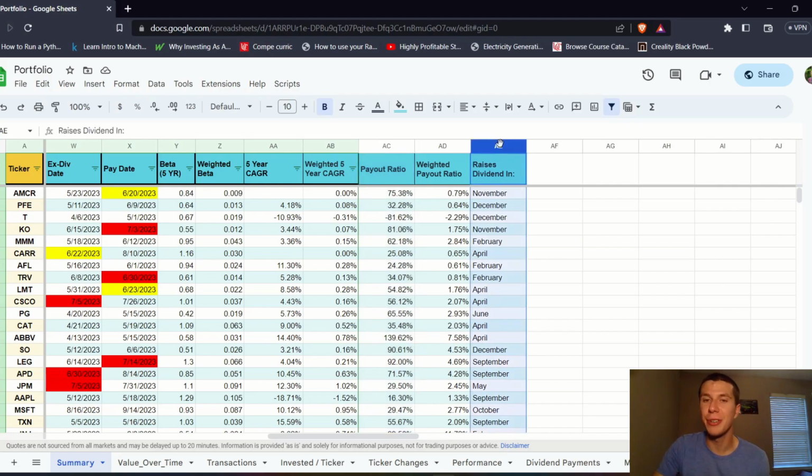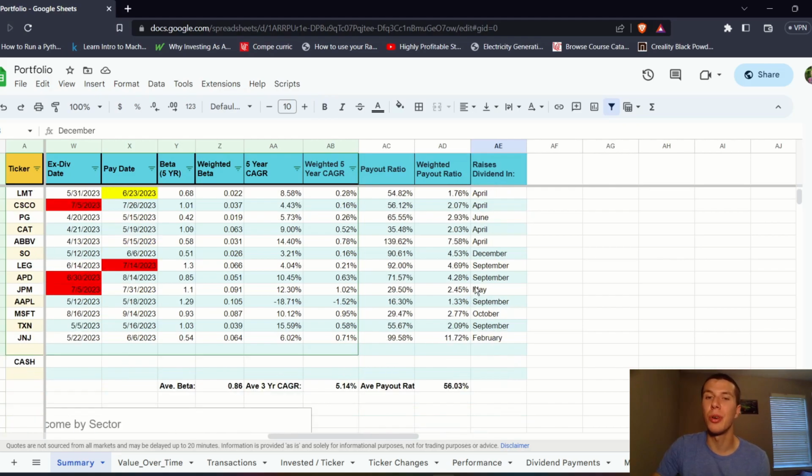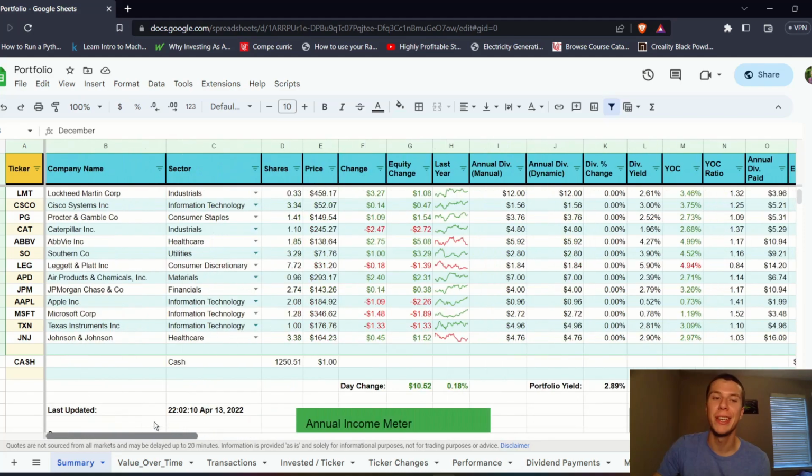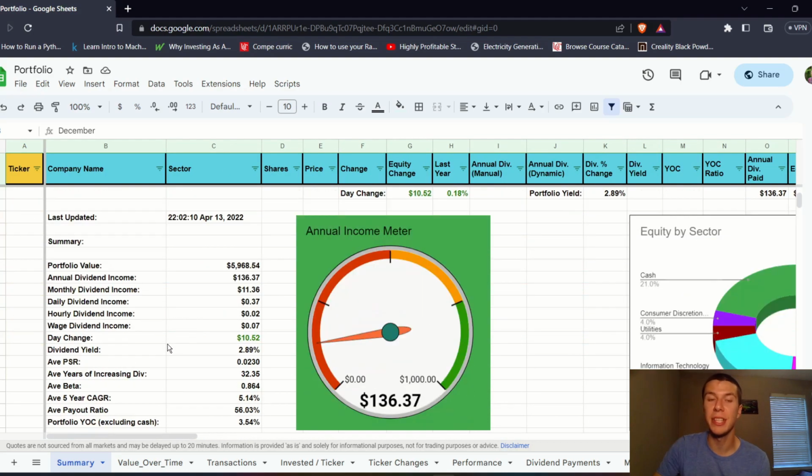And then this column here is just when usually the companies will announce a dividend raise, and this is just something I entered in manually. There's no scripts or calculations there. It's just manual, based on me looking online at their history of dividend raises.